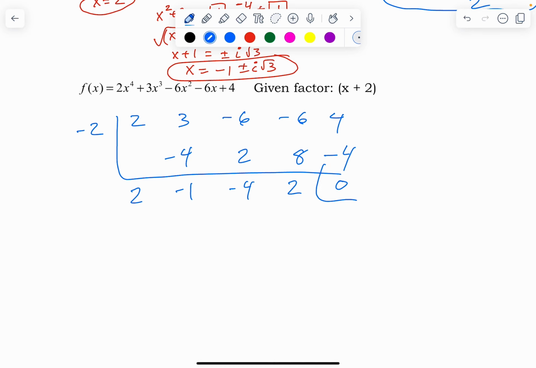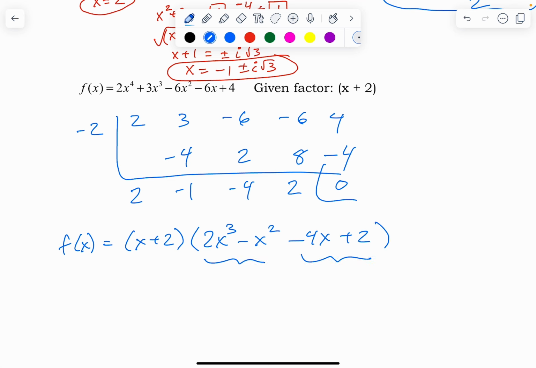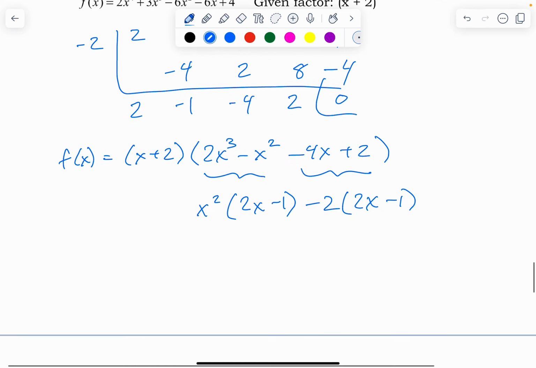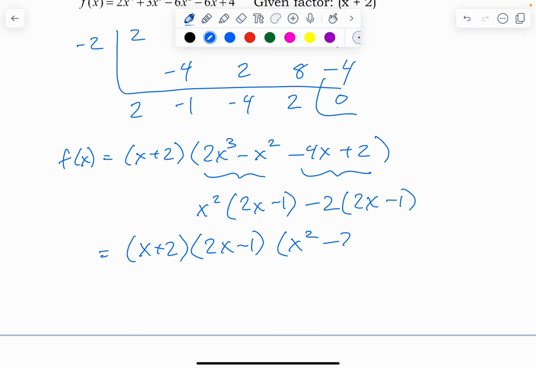Okay, so what do we have? We have that our f of x is equal to x plus 2 times 2x cubed minus x squared minus 4x plus 2. And I'm hoping I can factor by grouping. So let's try factoring by grouping. I can factor out an x squared, leaving me with a 2x minus 1. I can factor out a -2, leaving me with a 2x minus 1. Okay, that was kind of scratch work. So then I'm back to x plus 2 times 2x minus 1 times x squared minus 2.